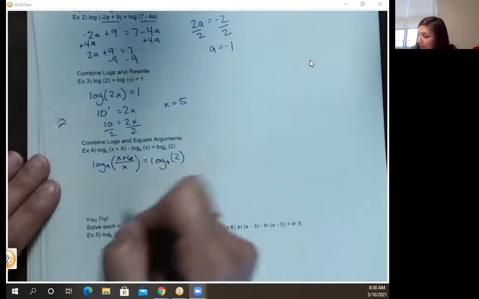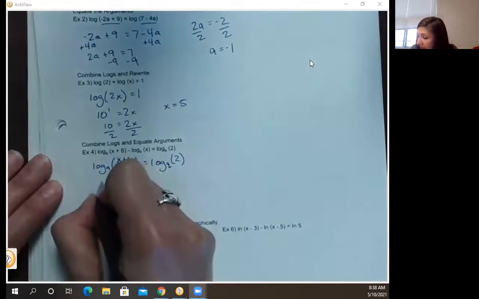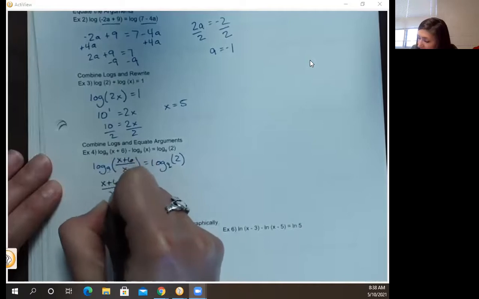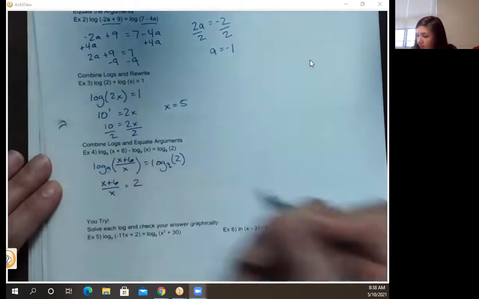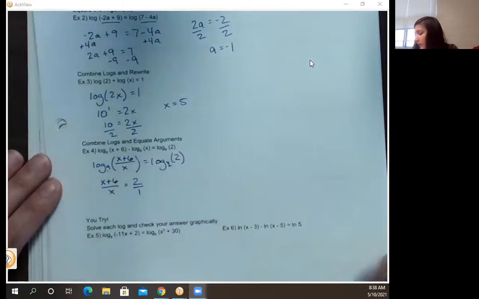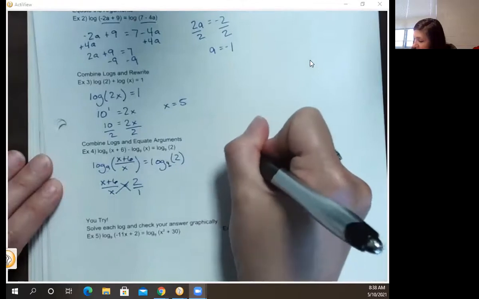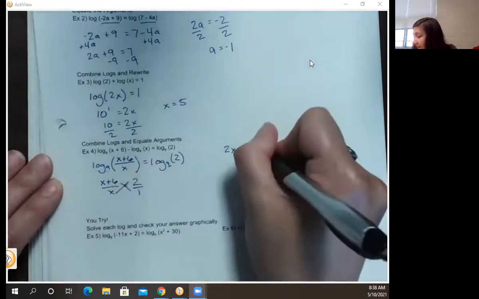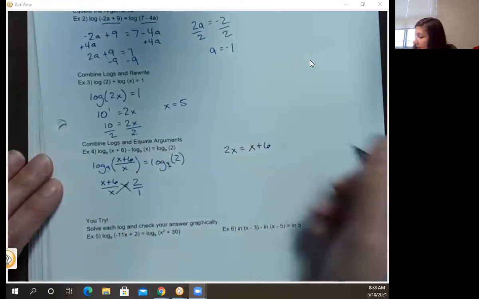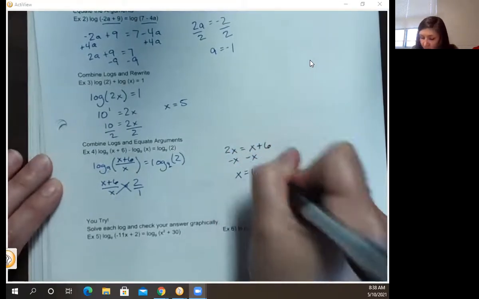Now that I have one log on each side and the bases are the same, we can equate the arguments. So this would be x plus 6 over x equals 2. So I have a little rational function here. So I'm going to write this 2 as over 1, and then we'll solve by cross multiplying. So this would be 2x equals 1 times x plus 6, which would just be x plus 6. Move our x's to the same side, and we get x equals 6.